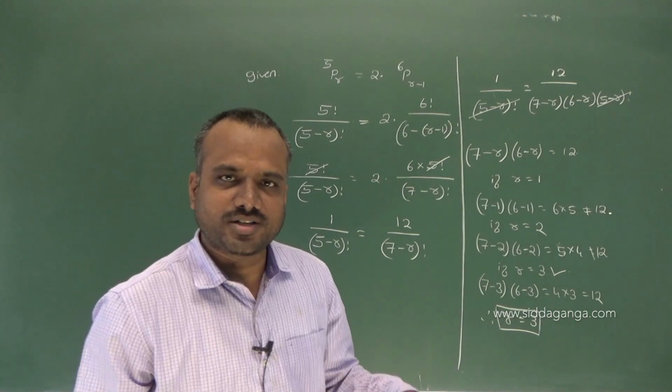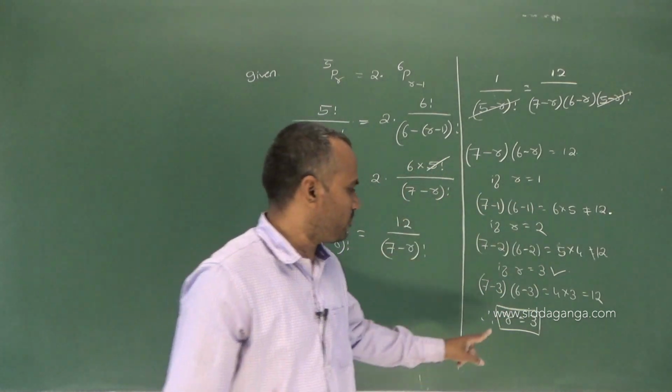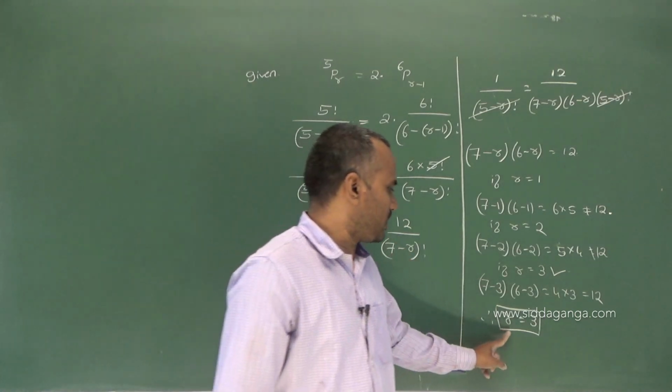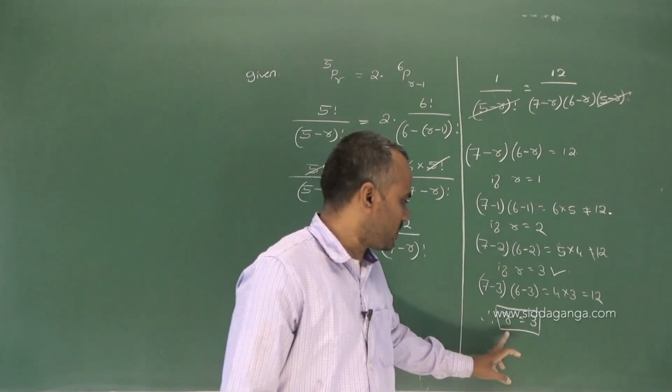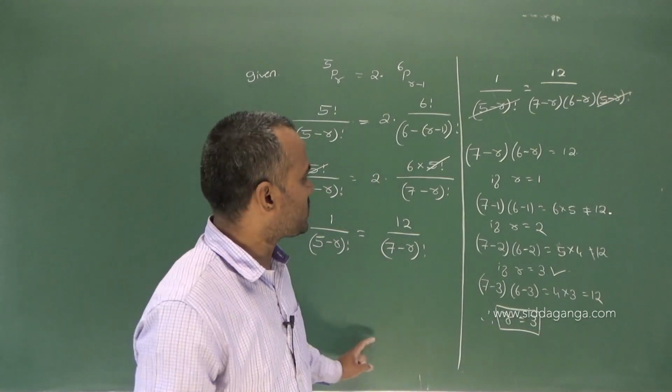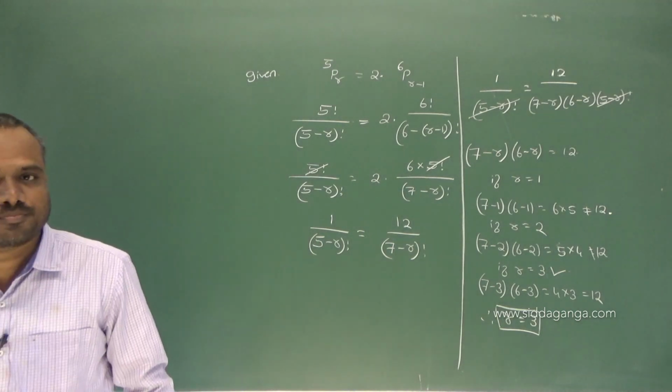Or else you factorize the quadratic equation; we get one value negative and one value positive. Negative we cannot take, r must be greater than or equal to 0, less than or equal to n. r is equal to 3. Understand this problem? Observe this problem simplification. Next problem.